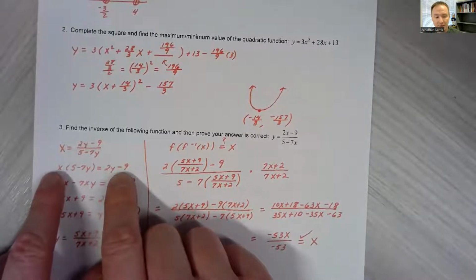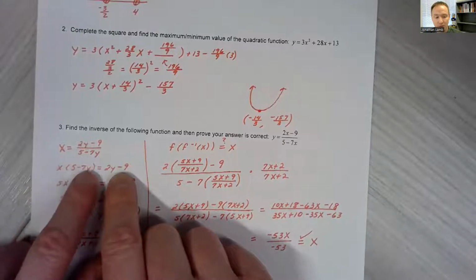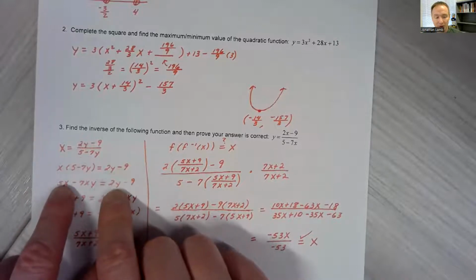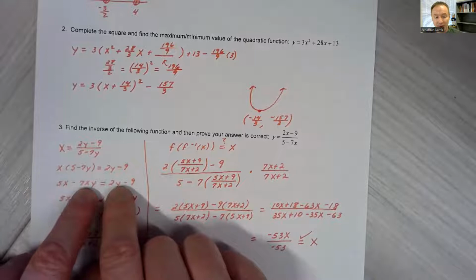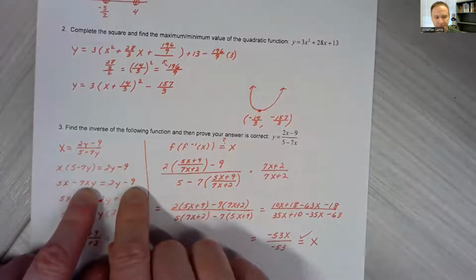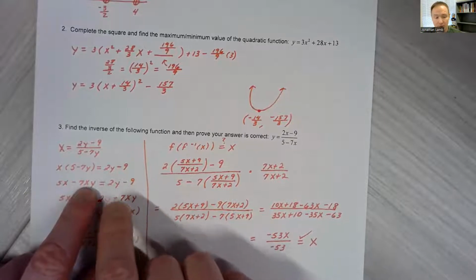Now on the left-hand side, in the next step, I'll distribute the x through that group, and I'll get 5x minus 7xy equals my 2y minus 9. Now, my goal is to solve for y. So I want to get every term that has a y on the same side, every other term on the other side.